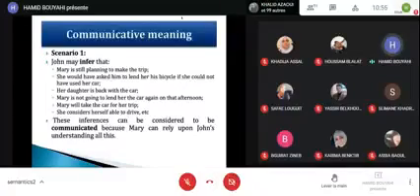These inferences can be considered to be communicated because Mary can rely upon John's understanding all this. So that's the idea. That's why we call it communicative meaning. It's not really something that was said, but it is communicated in one way or another. Does it make sense? Can someone explain it in their own words? Explain what happened here.